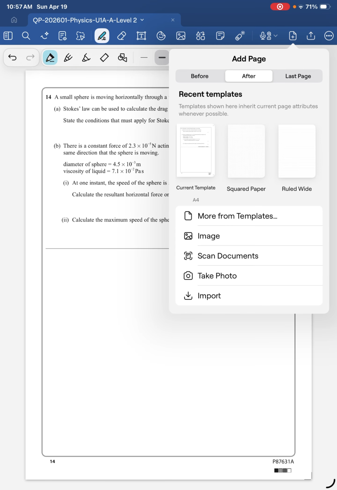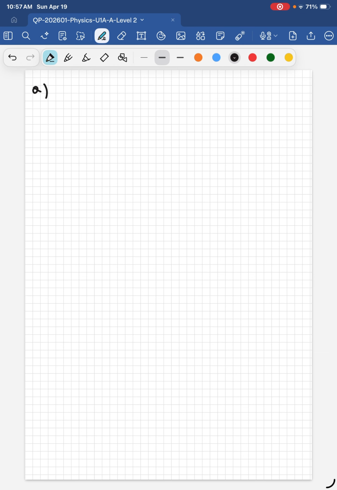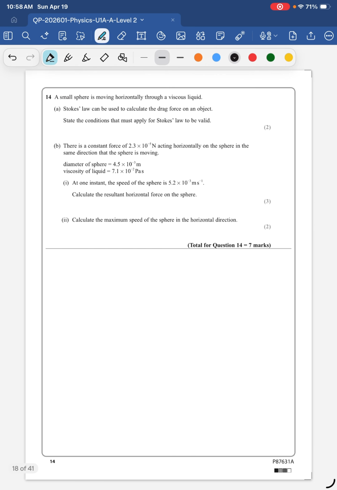Let's use a clean page. So we need laminar flow. That's the first condition. We also need spherical objects. And we also need low speeds. Okay, that's this question A.